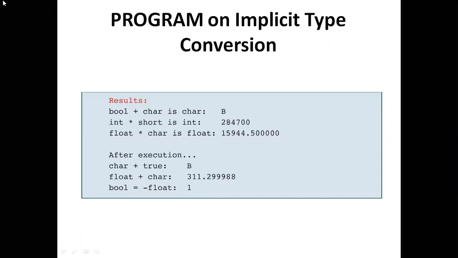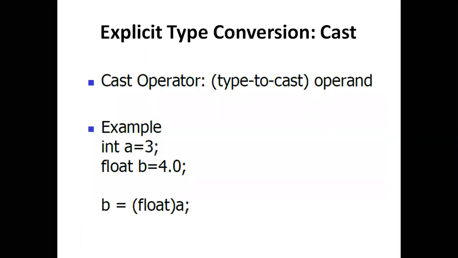This is the program which is demonstrating implicit typecasting, where the values are converted automatically. And what does explicit typecasting mean?